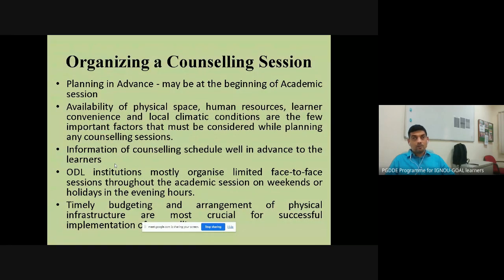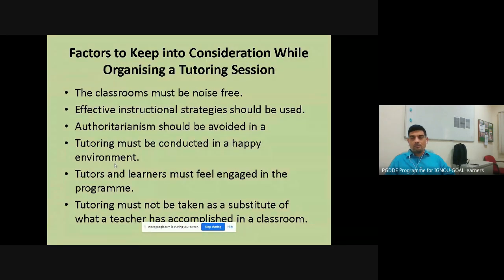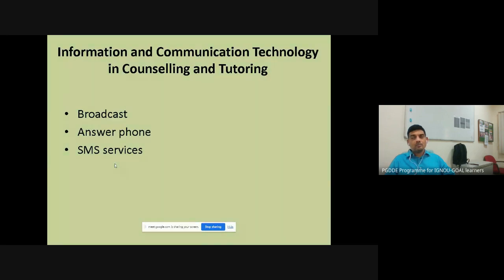Generally ODL institutions try to conduct the counseling sessions on the weekends and evening hours only. Timely budgeting and arrangement of physical structure are important things needed for the successful conduct of counseling. Then information and communication technology: broadcast, answer phone, SMS services. These are very important in information and communication.